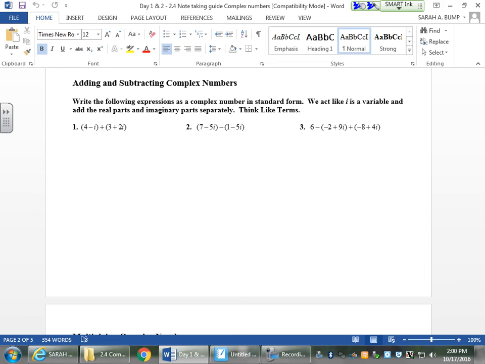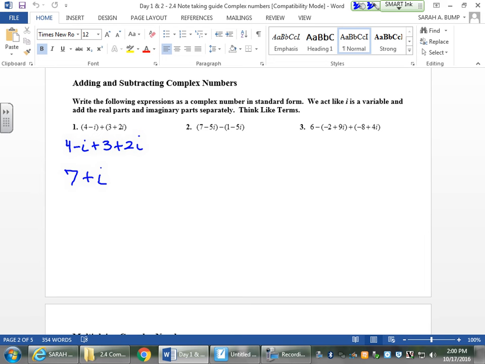So you're going to combine real parts and imaginary parts when you're adding and subtracting. So for addition, you could literally just drop the parentheses that are around each complex number, and then combine like terms. So 4 plus 3 is 7, and negative 1i plus 2i is positive 1i. So we get 7 plus i.